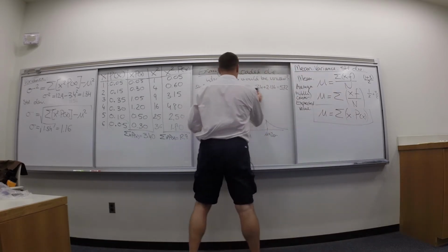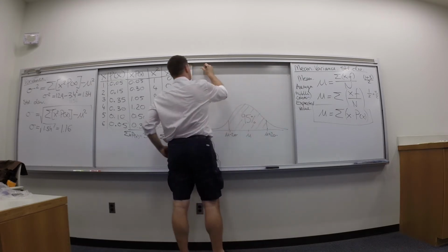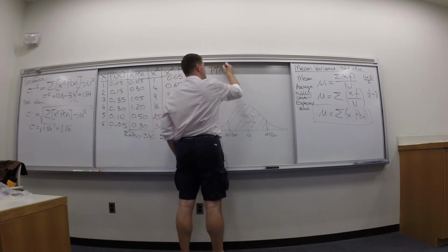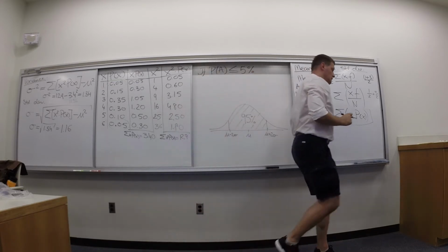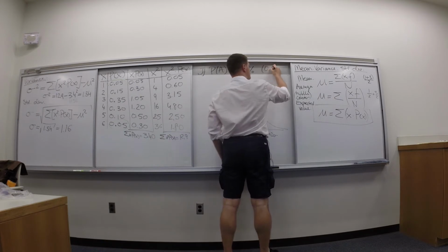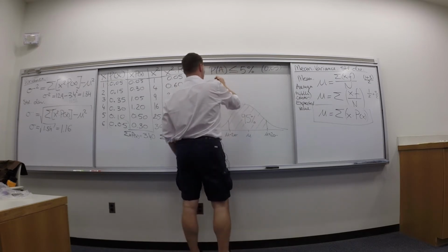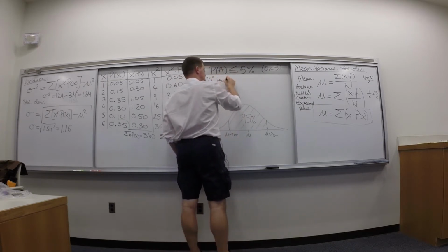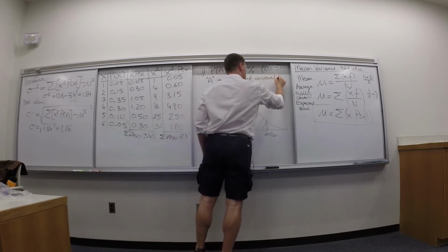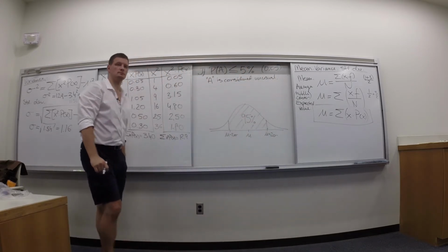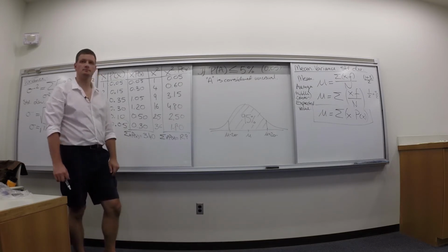So I'm going to put it over here. What's 5%? Right, 0.05. A probability of 0.05 or less is considered unusual.